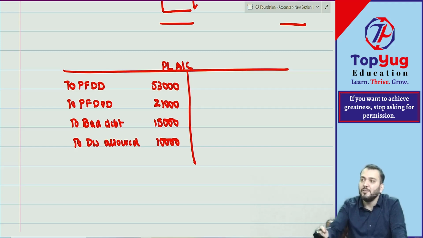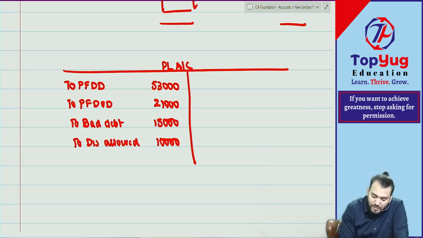What journal entry have we done for closing the bad debt account? Provision account debit to bad debt. Whether it will come in PL? Right now you are saying no, na? No. But whether this will come? This will come.